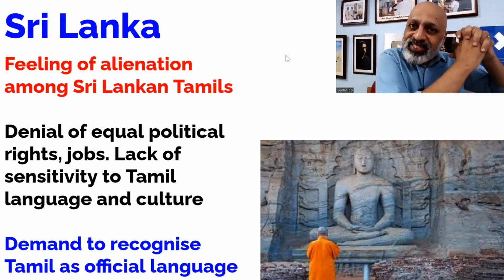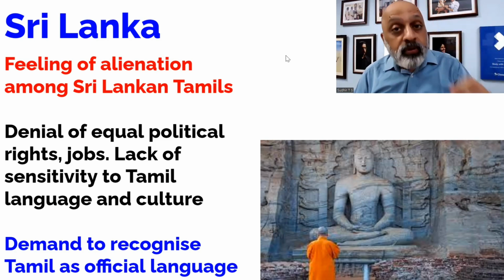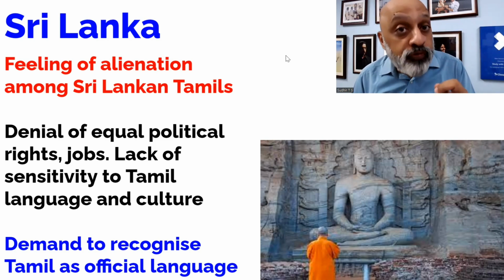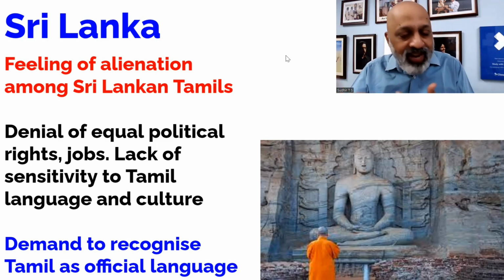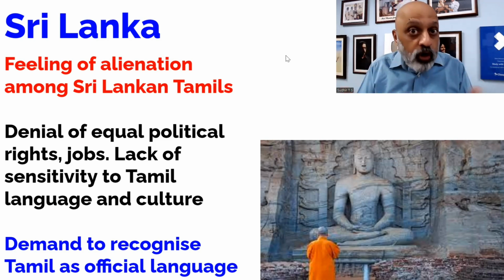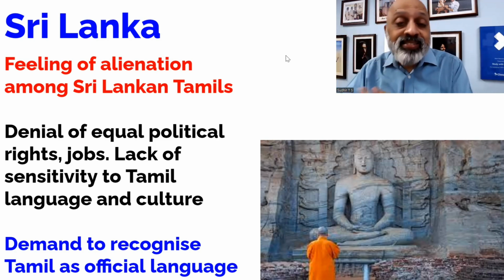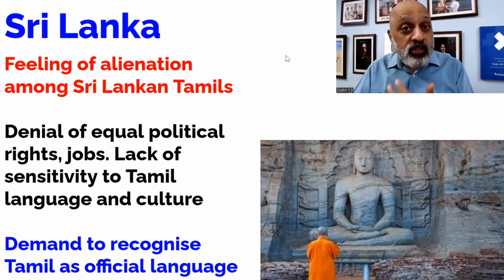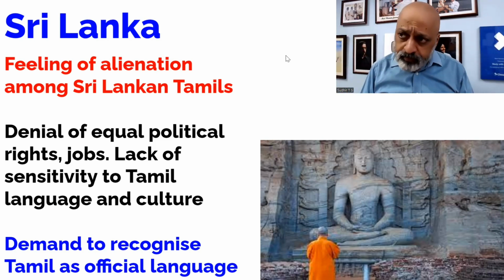So you feel very sensitive about those kinds of things. So they made a demand that Tamil should be recognized as the official language. And when this did not happen, it led to a lot of clashes. LTTE and many other terror groups came up. They were called terrorists because they were fighting against the Sinhalese and using violence as a means. Velupillai Prabhakaran was the leader of the LTTE, which was the strongest of those groups.